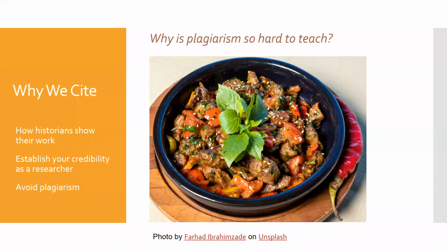So why do we cite our sources? The main reasons are, if we were mathematicians, we would have to show our work, right? And so bibliographies and citations are the way historians show their work. It shows the reader where you got your information, and it should give them a breadcrumb path that they can go actually find those sources on their own. This establishes your credibility as a researcher.